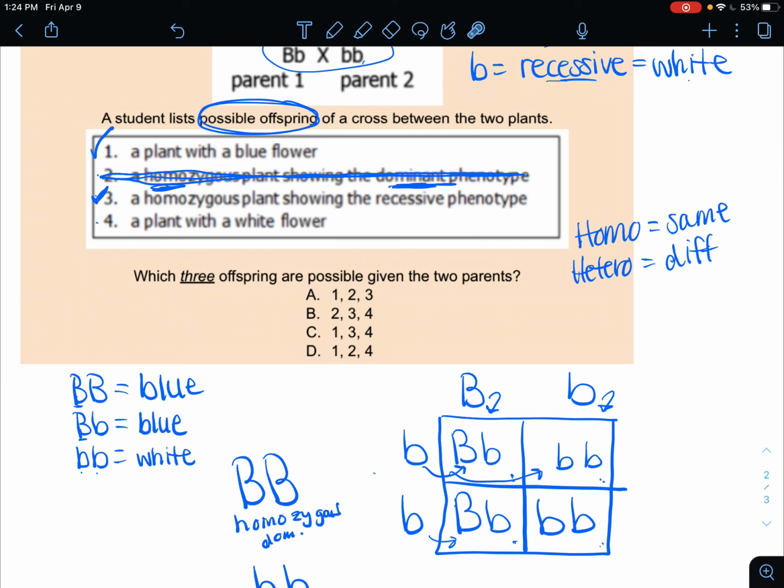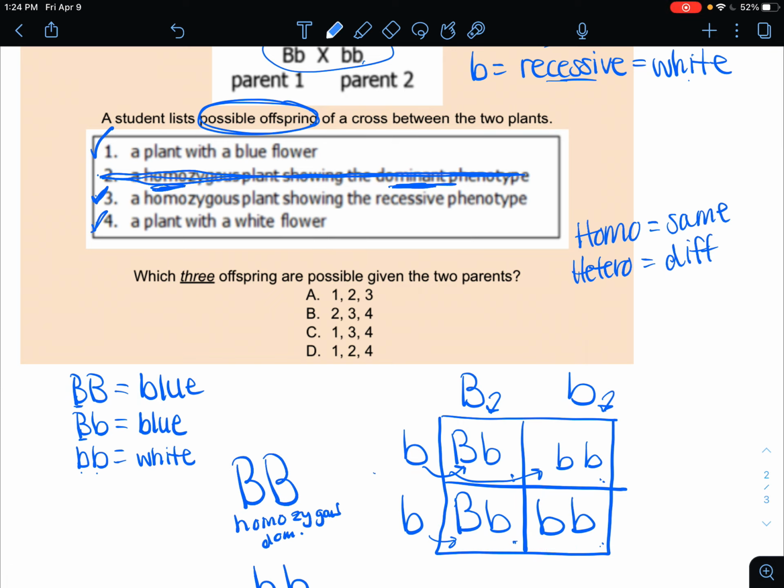Choice number 4, we're almost there, says a plant with a white flower. And look, over here, we decided if it has 2 recessive alleles, that it must be white. And we just said that we have a homozygous recessive genotype as a possibility. So choice number 4 is also possible.